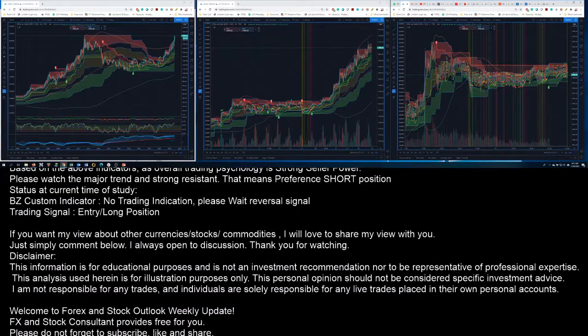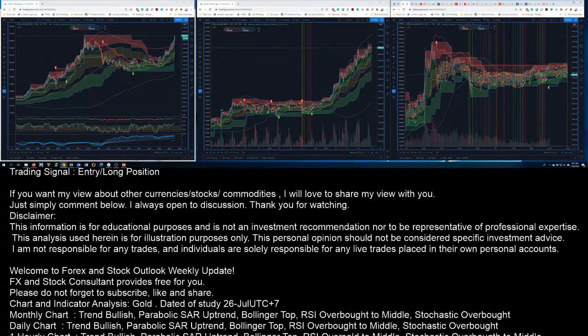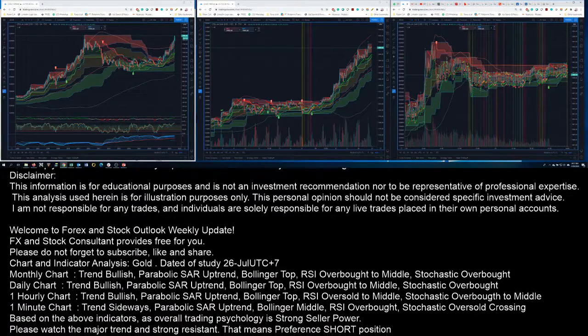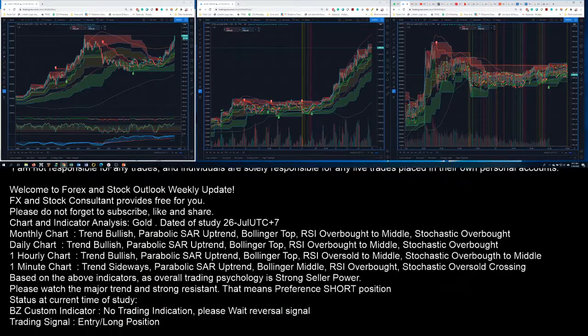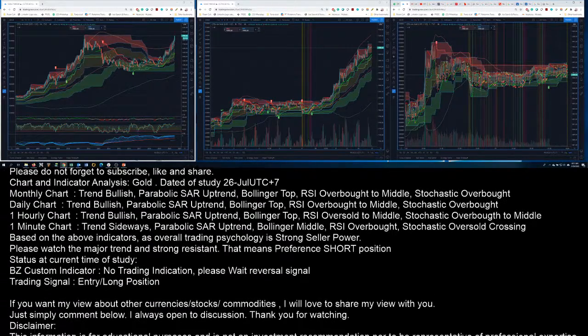1 hourly chart: trend bullish, Parabolic SAR uptrend, Bollinger Top, RSI oversold to middle, stochastic overbought to middle. 1 minute chart: trend sideways, Parabolic SAR uptrend, Bollinger middle, RSI overbought, stochastic oversold crossing.